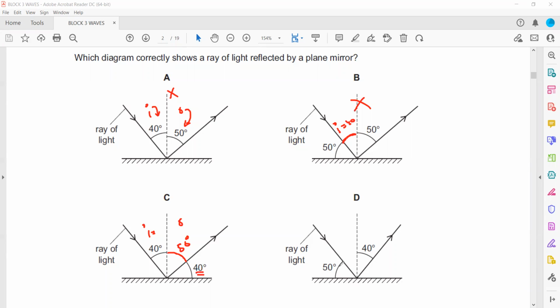When you check option D, the angle between the surface and the incident ray is 50. So the angle between the normal and the incident ray is 90 minus 50, which equals 40. So the angle of incidence is 40 and the angle of reflection is also 40. Whenever a reflection occurs from a plane mirror or any surface, the light will always follow the law of reflection, which states that the angle of incidence must be equal to the angle of reflection.